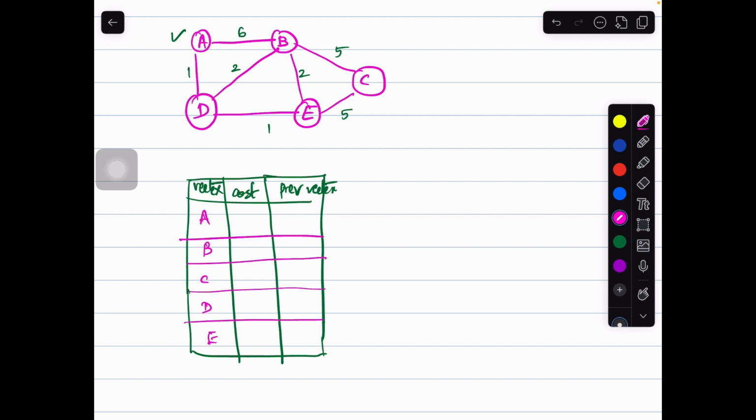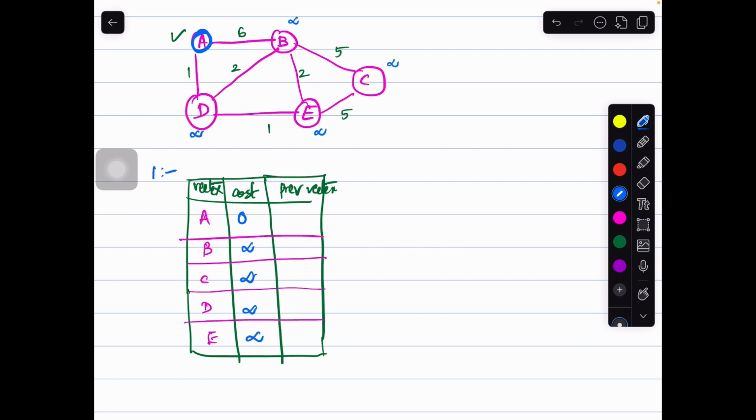Now initially, when we start from vertex A, the initial cost is going to be 0. In order to reach the other vertices, or the other cities, we do not know initially what the cost or distance taken is going to be. So we'll define the cost to reach from A to B, A to C, A to D and A to E as infinity. So this is our first step.